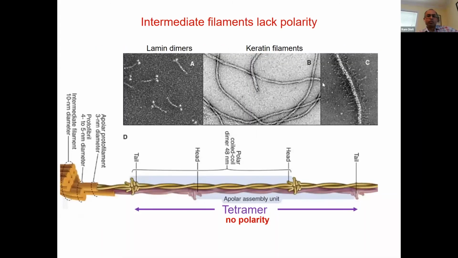The other important distinction is that intermediate filaments lack polarity. This picture on the bottom shows you a little bit about the hierarchical process through which intermediate filaments assemble to form the final 10 nanometer or so intermediate filament structure. The assembly unit is a tetramer, and within the tetramer, the two dimers that make the tetramer are facing opposite directions. So that assembly unit has no net polarity, and therefore the intermediate filament polymer itself has no net polarity. Okay, so it's an apolar structure.